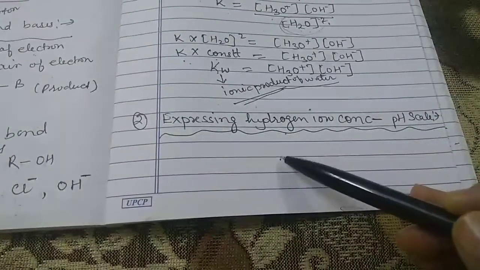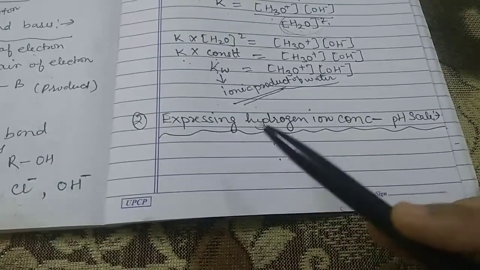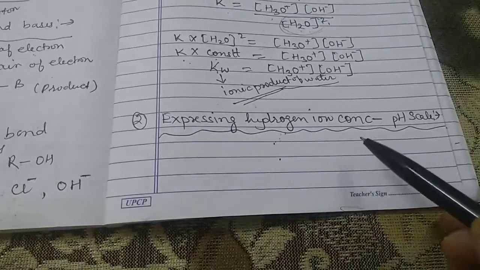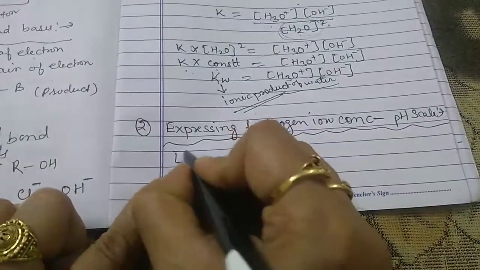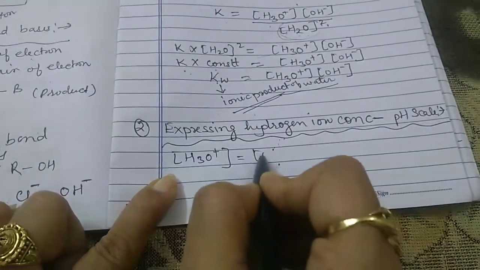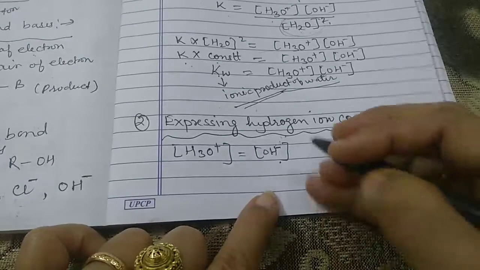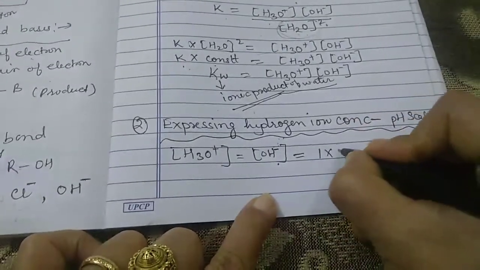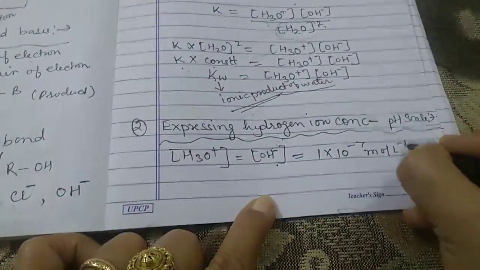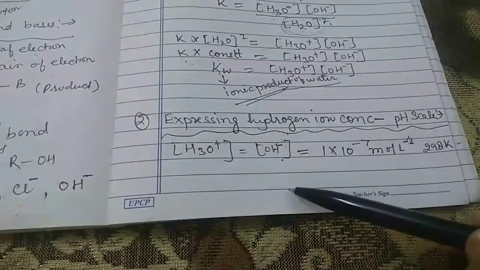We know that pure water contains equal concentrations of the hydroxyl ion and the hydronium ion. Pure water contains an equal concentration of hydronium ion and of hydroxyl ion, and its value is 1 multiplied by 10 to the power minus 7 mole per liter at a temperature of 298 Kelvin. This is the composition of pure water.